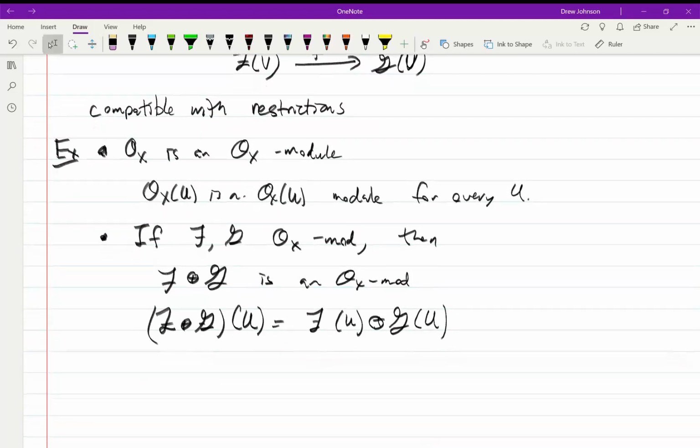Okay, so in particular, this could give us the rank R trivial module. So OX plus ... plus OX, R times, we'll call this the rank R trivial sheaf or trivial module.